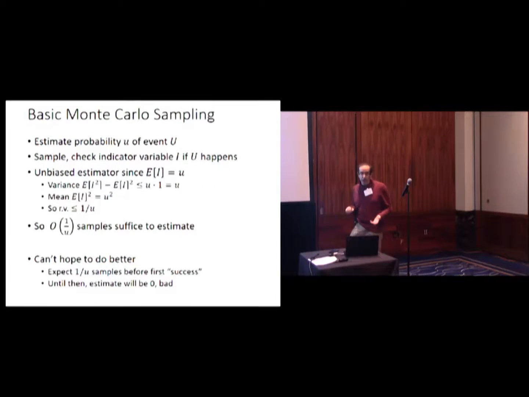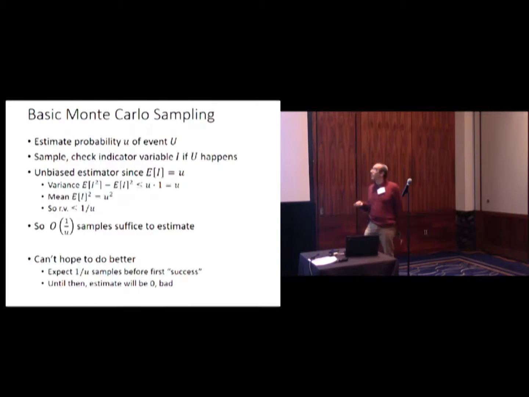So let's take this idea of relative variance first, thinking about basic Monte Carlo sampling. Here, you want to estimate the probability of this event, and so the way you do it is you sample from your sample space and you see if the event happened. So you have an indicator variable for this event, which is 1 if it happens, and the expectation of this indicator variable is equal to the probability of the event.